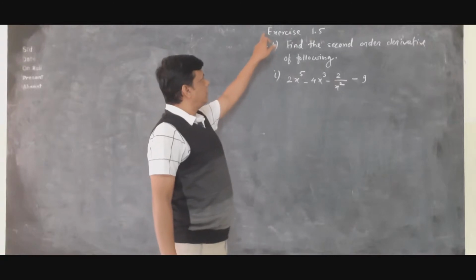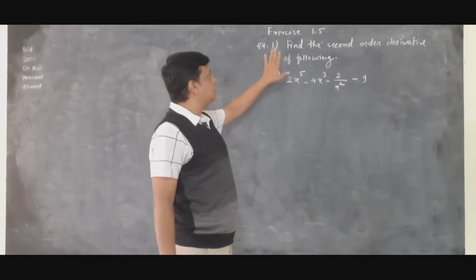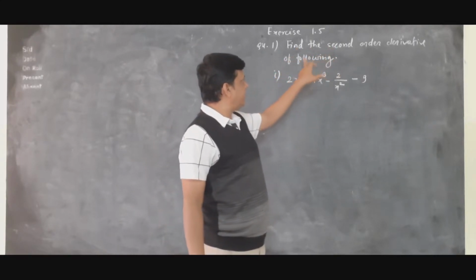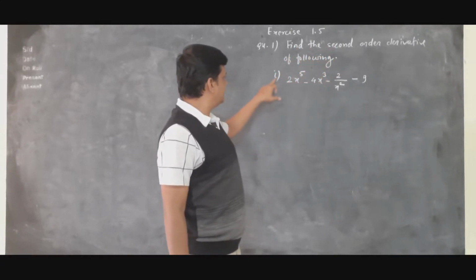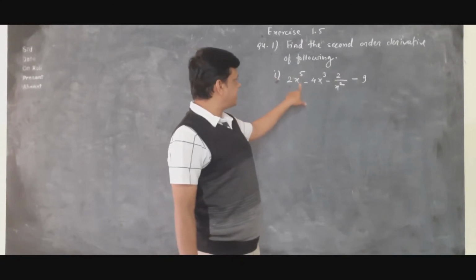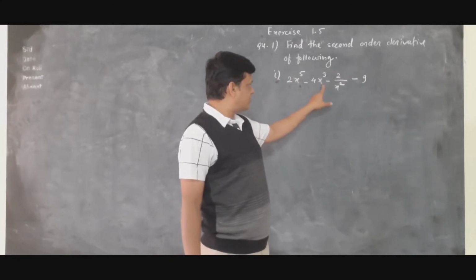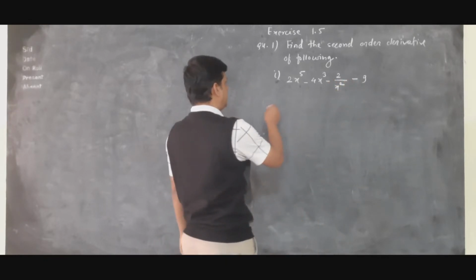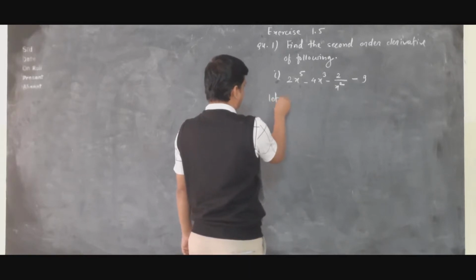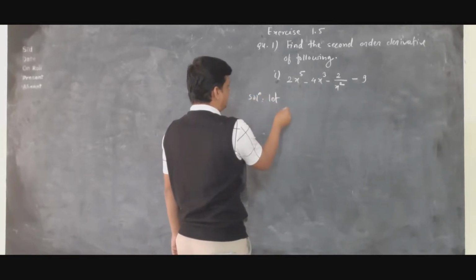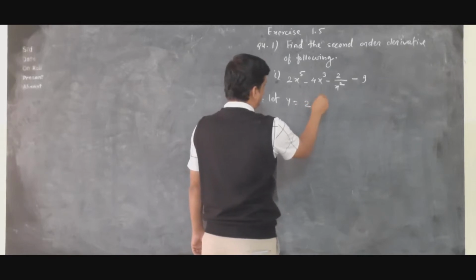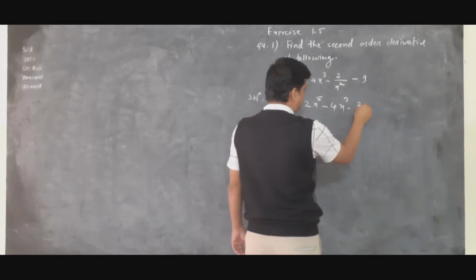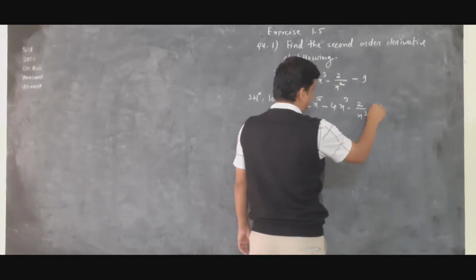Now see exercise 1.5, main question 1. Find the second order derivative of the following. See the first sub question: 2x raised to the power 5 minus 4x cube minus 2 upon x square minus 9. First we represent the given function as y. So write in the solution: let y is equal to 2x raised to the power 5 minus 4x cube minus 2 upon x square minus 9.